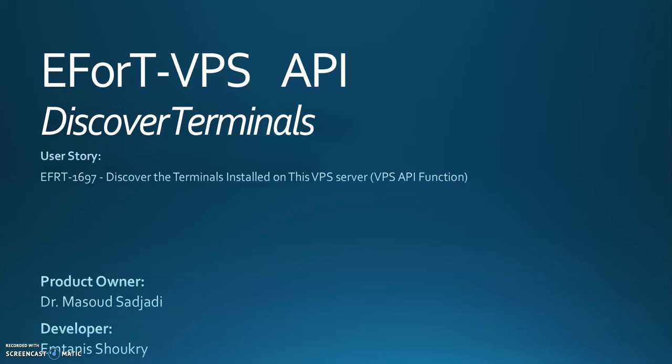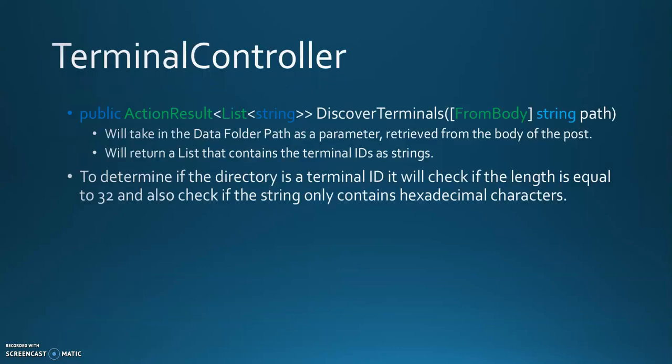This user story is part of a larger API that my team EFWE is developing in order to help automate everything that is going to be going on in our actual EFRT application. So my task was to create a function that will discover what terminals are installed on the machine that we're running the API on, and then return the list of IDs.